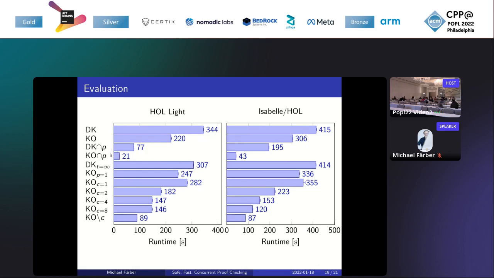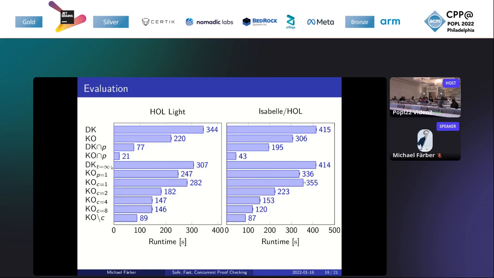The next lines show the performance of the parsers of Dedukti and Kontroli. We can see that also here the parser of Kontroli is faster than the parser of Dedukti. In the case of Isabelle/HOL, it's even 4 times as fast. This also explains to some degree the good performance of overall Kontroli compared to overall Dedukti.